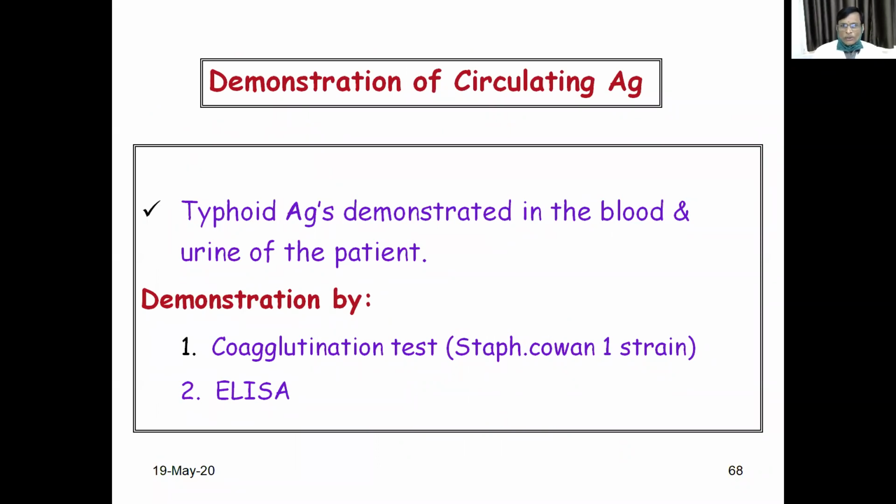Now I told you, in the indirect method, you have to show either antigen or antibody in the patient's blood or serum. So here is the demonstration of circulating antigen in case of enteric fevers. This can be demonstrated in blood and urine by coagglutination test using Staphylococcus Cowan 1 strain and by ELISA. I already told you both tests are very costly.